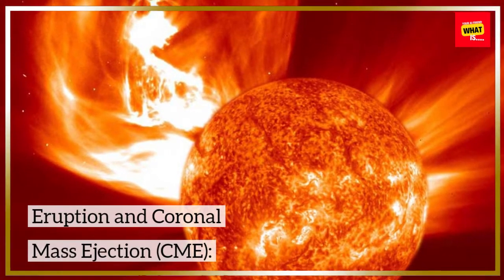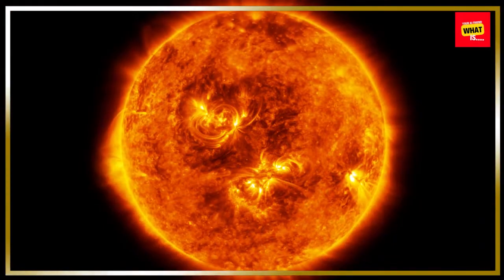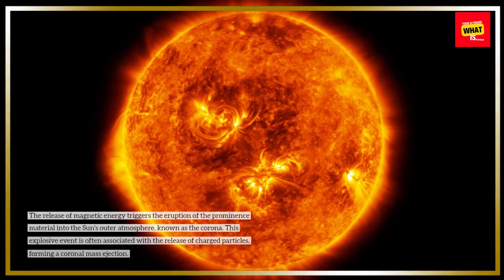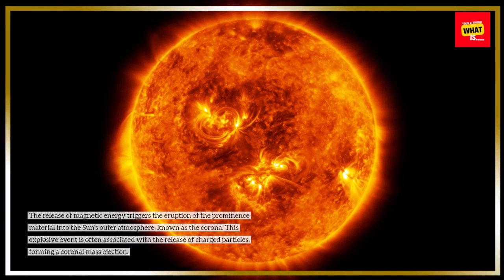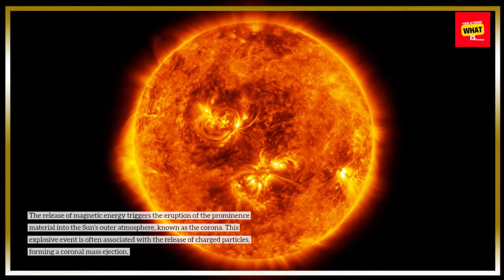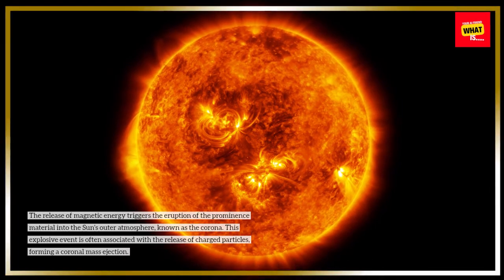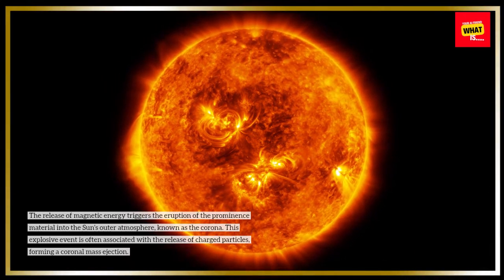Eruption and coronal mass ejection, CME. The release of magnetic energy triggers the eruption of the prominence material into the Sun's outer atmosphere, known as the corona. This explosive event is often associated with the release of charged particles, forming a coronal mass ejection.